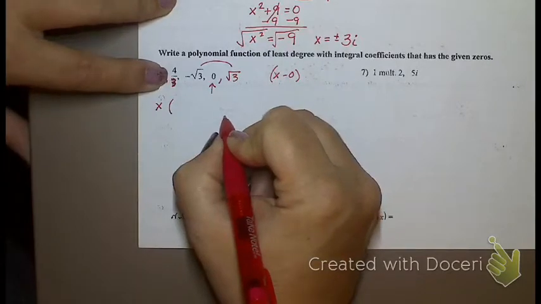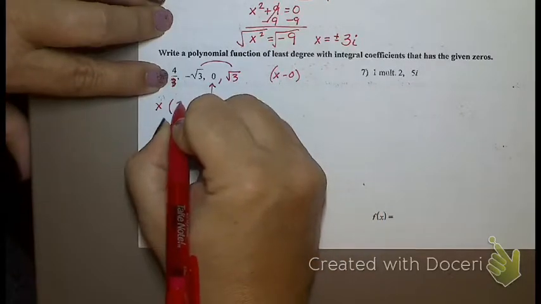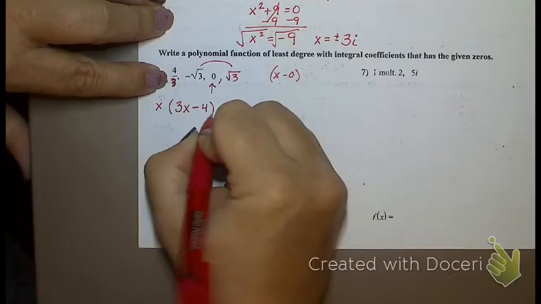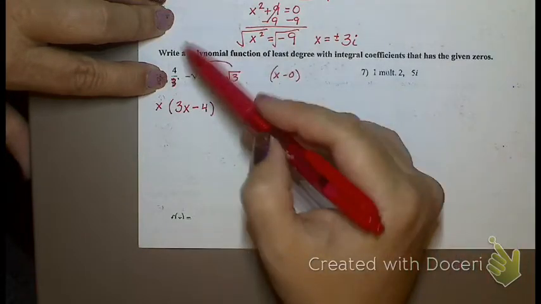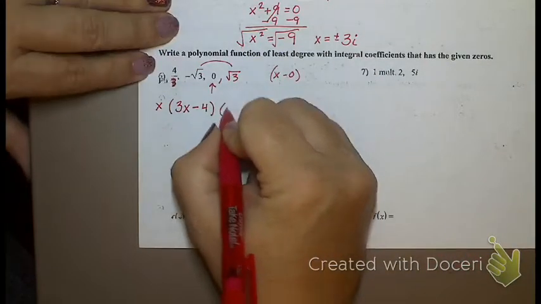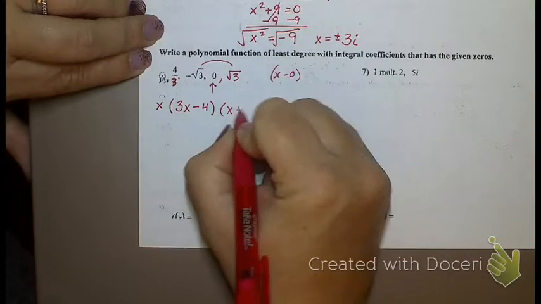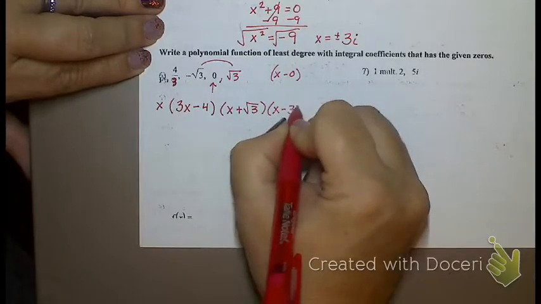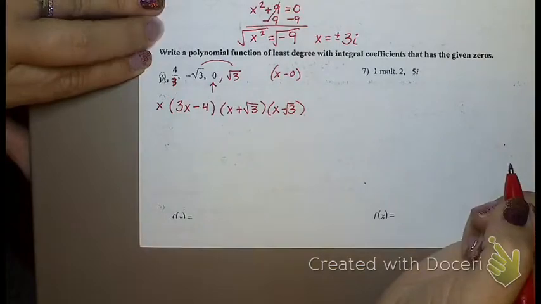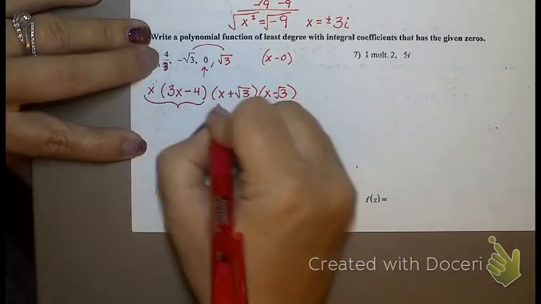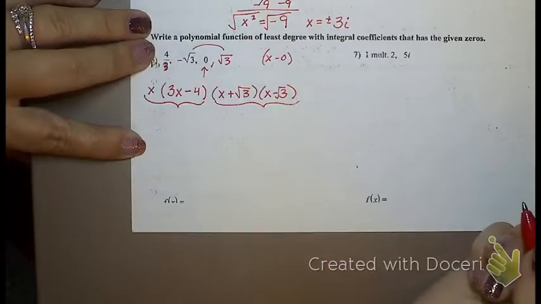4/3, what does that look like in parentheses? 3x minus 4, right? If it's a positive 4/3, it's going to be a minus in the parentheses. And then my radical 3's, one would be x plus radical 3, the other one would be x minus radical 3. Yes? Now, I'm going to multiply 2 and 2, and then multiply their answers.